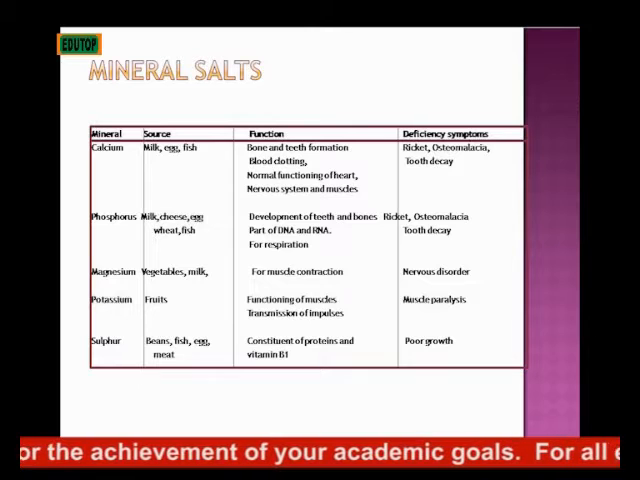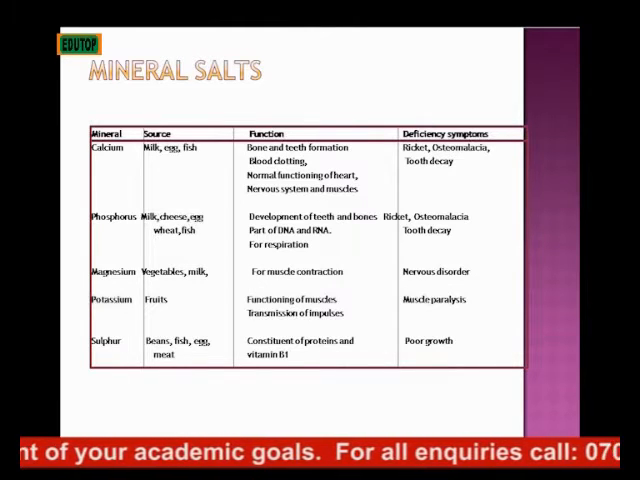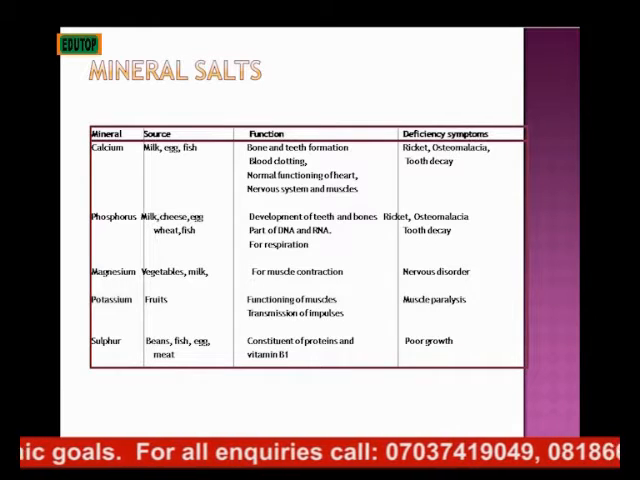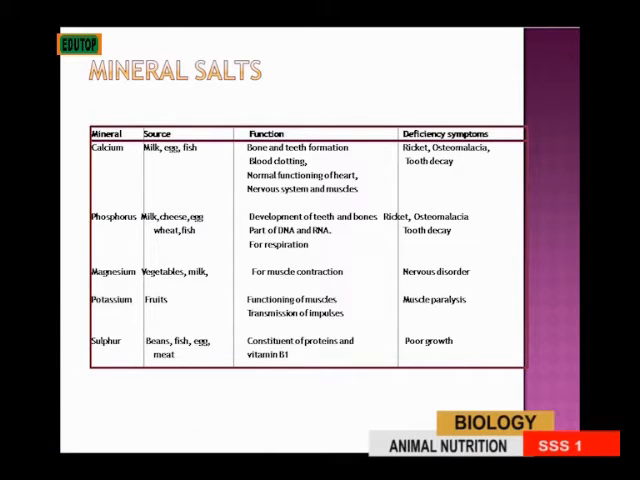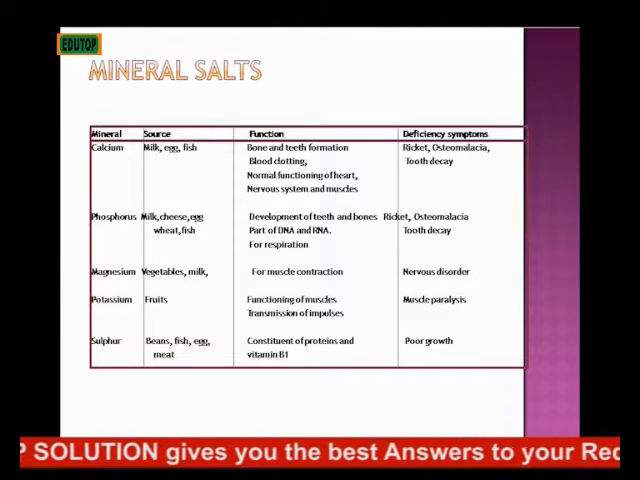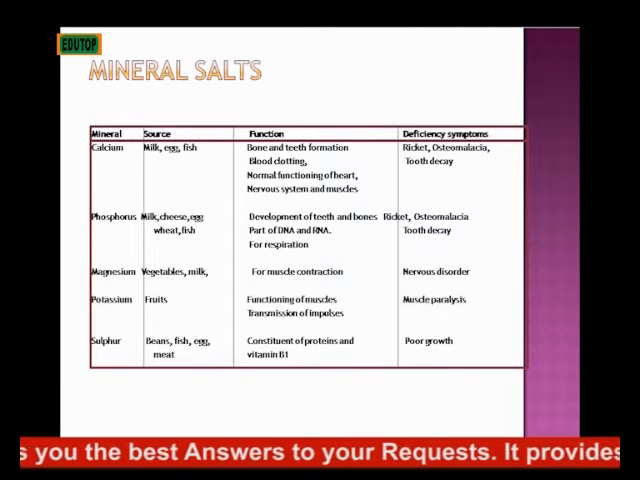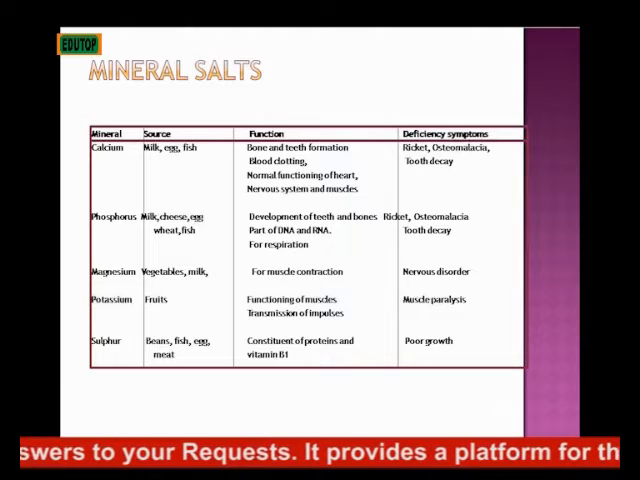Then the next mineral salt that we're talking about is potassium. And you find potassium in fruits, generally fruits, your banana, oranges, carrots, and the likes. Then what function does potassium have? We have in the functioning of the muscle. Then transmission of impulses, that's the nervous system. Impulses being transmitted. It helps in that.